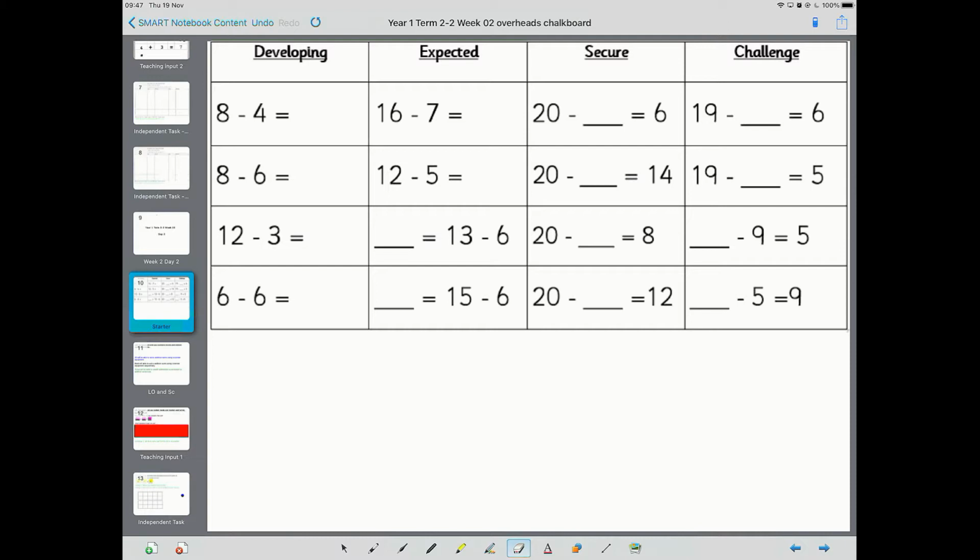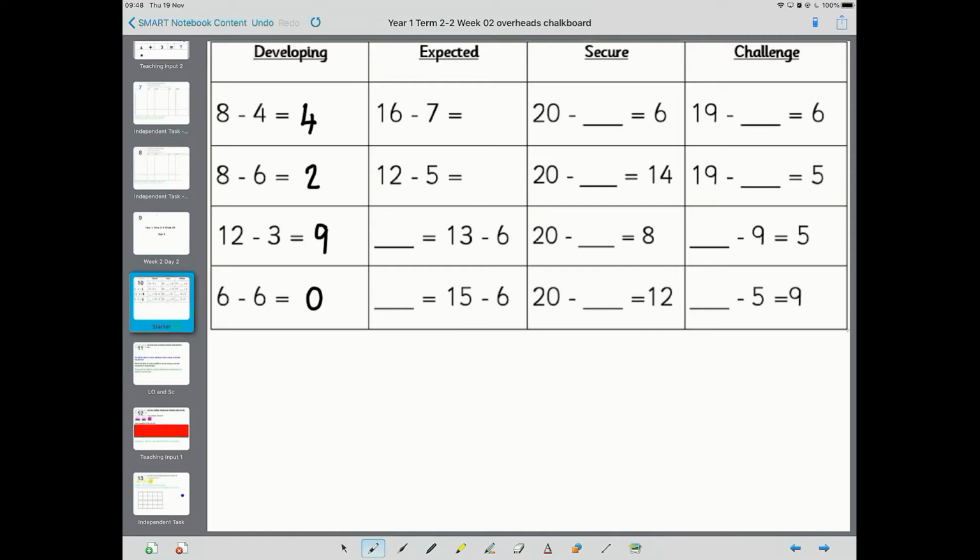So welcome back, year one. So 8 minus 4, you start with 8 fingers, you take away 4, you end up with 4 fingers. Then 8, count back 6 from there, gives you 2. 12, probably on a number line now, we're using number beads, you count back 3, or you can do it on your fingers, 12, in a fist, 11, 10, 9. 6 minus 6, when you take something away from itself, you're left with nothing.